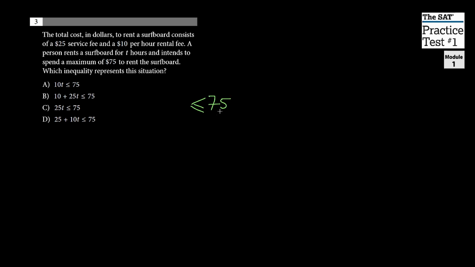So we can start with the fact that to rent this surfboard, the maximum amount of money to spend on it will be $75. So whatever we do here will be less than $75. There's nothing we can do about the $25 service charge. That's going to be paid whatever. And we're just going to be adding to it the amount of time we spend on that surfboard, which will be $10 multiplied by the time we spend on that surfboard. And that should be one of the options in the answer. And it turns out to be D.